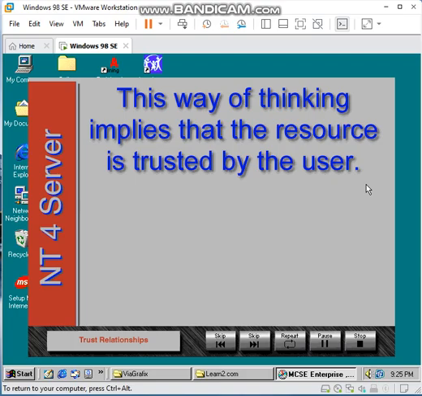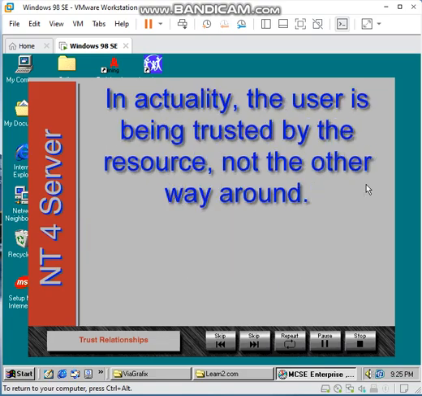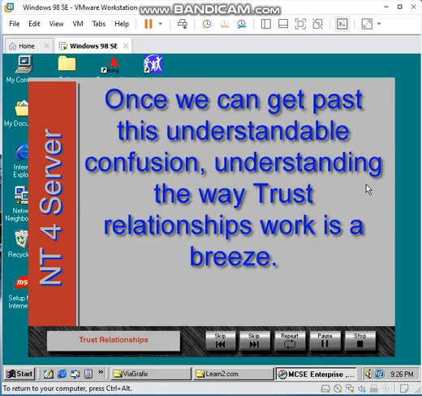This way of thinking implies that the resource is trusted by the user. But this is not correct. The correct way of envisioning a trust relationship is with the arrow pointing to the user from the resource. In actuality, the user is being trusted by the resource, not the other way around. And if we have users and resources in both domains and wanted to have bidirectional access, a two-way trust relationship would be needed to make access possible. Once we can get past this understandable confusion, understanding the way trust relationships work is a breeze.